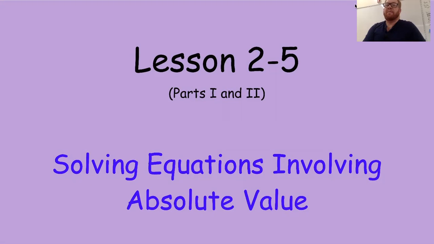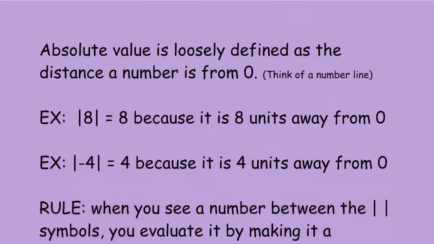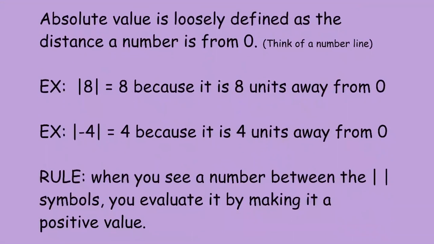So I'm going to minimize this here, and we're going to start working away. Okay, so I wrote down a few things here. Follow along with me. Absolute value is loosely defined as the distance a number is from zero.